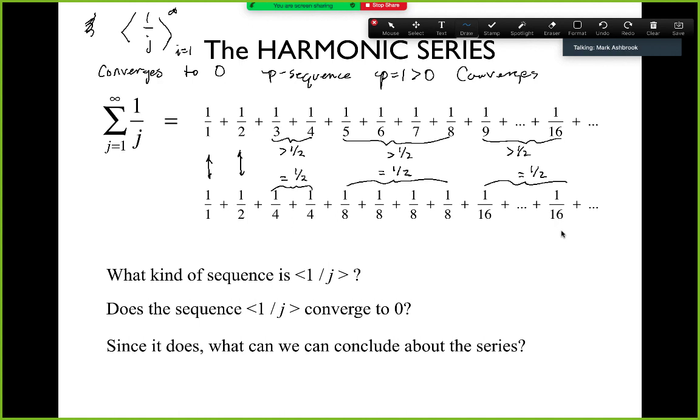So what about the harmonic series? I can always take twice as many terms, and the partial sum will be bigger than a half. And I'll always be able to take twice as many because this is an infinite sum. Conclusion? It diverges. This diverges. But I thought it was supposed to converge because the sequence converged to 0.